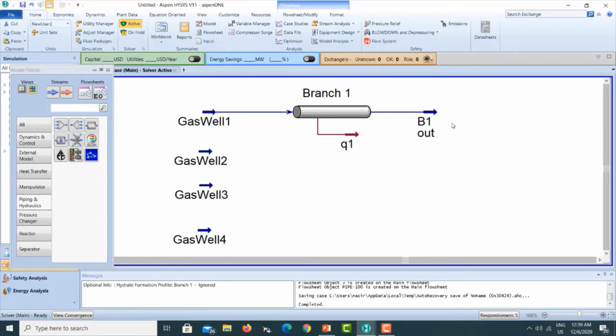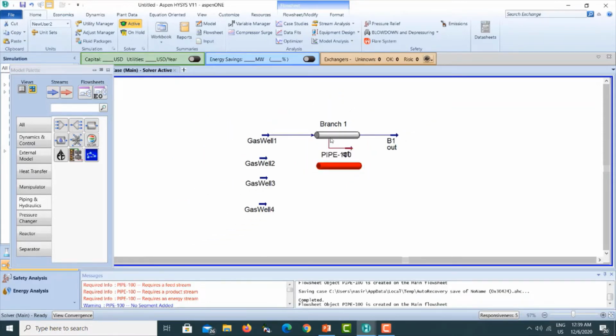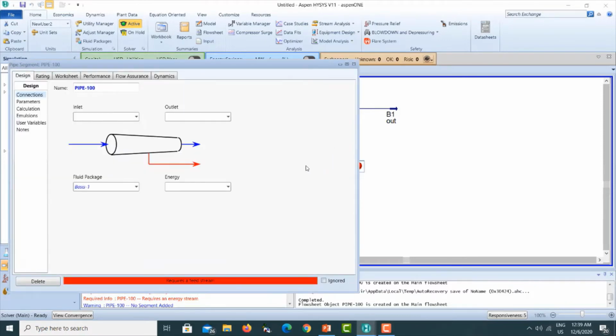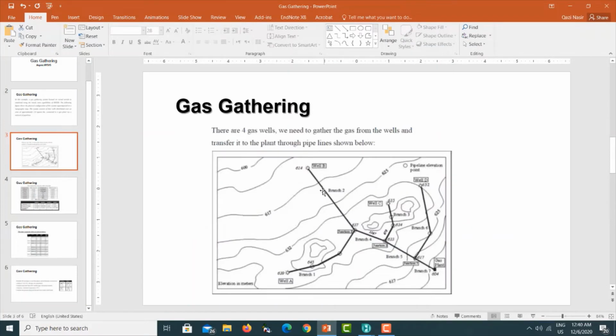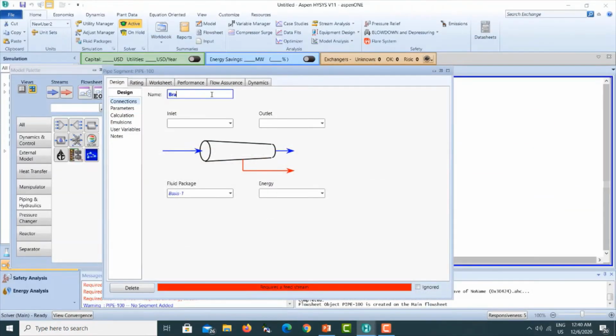Okay, similarly we need to add for another segment. Let me zoom out. I think I give them some space. Okay, here. So this segment, you can call this one branch 2. Is it branch 2? Let me check again. Yeah, you can call this one branch 2. It will take it from gas well 2 and will take it out, B2 out, and it requires an energy stream, which I can call B2Q. Okay, you can define with any other name also, but I just give them these names.